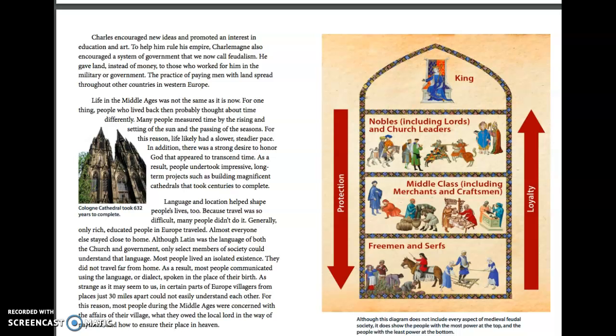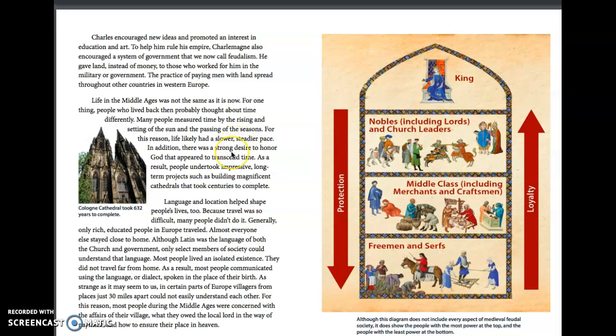He gave land instead of money to those who worked for him in the military or government. The practice of paying men with land spread throughout other countries in Western Europe. Life in the Middle Ages was not the same as it is now. For one thing, people who lived back then probably thought about time differently. Many people measured time by the rising and setting of the sun and the passing of the seasons. For this reason, life likely had a slower, steadier pace.